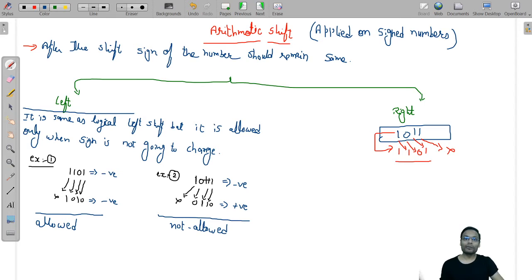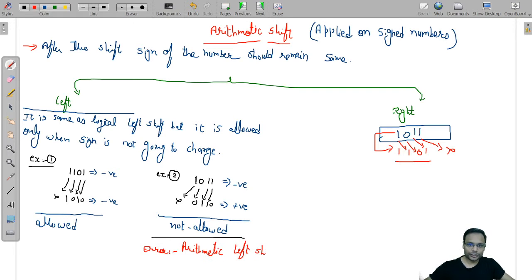If it cannot be performed, then what exactly will the CPU generate? The CPU will give you an error, and that error name is arithmetic left shift overflow. What happens when such a number is there on which arithmetic left shift cannot be allowed? That particular number will cause an error called arithmetic left shift overflow.